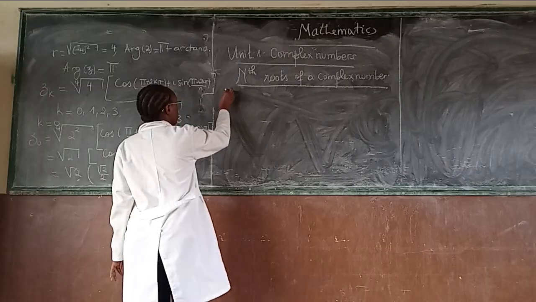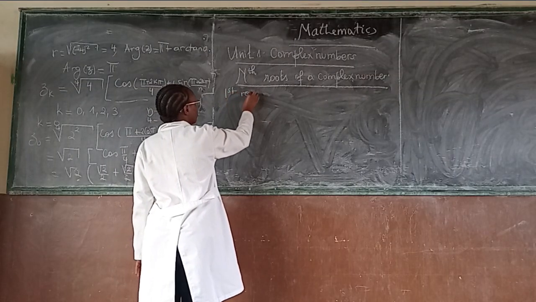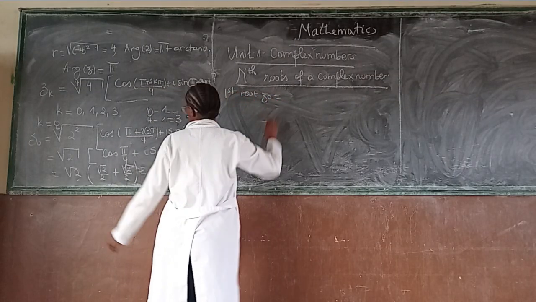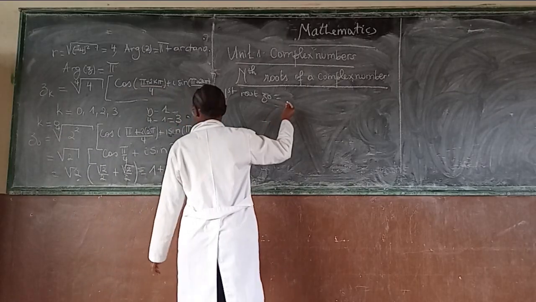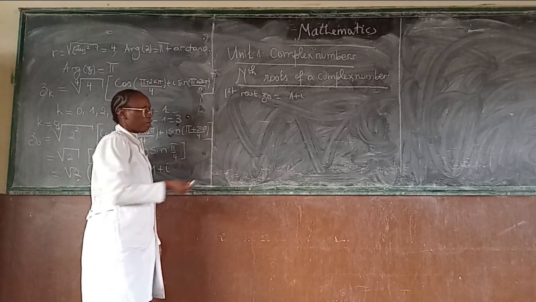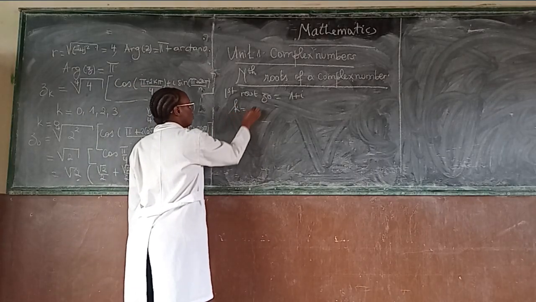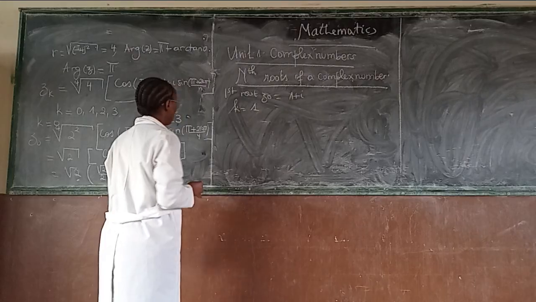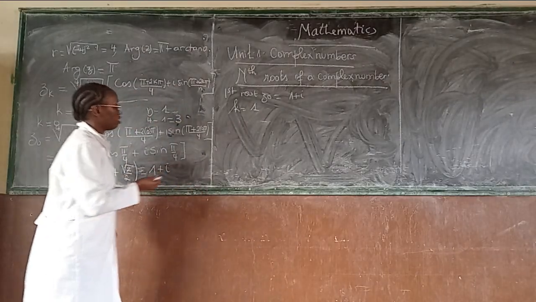First root. So first root is when our k is equal to 0, we obtain 1 plus i. So let's see what will happen when k is equal to 1. The second root we are going to find for that complex number we have.